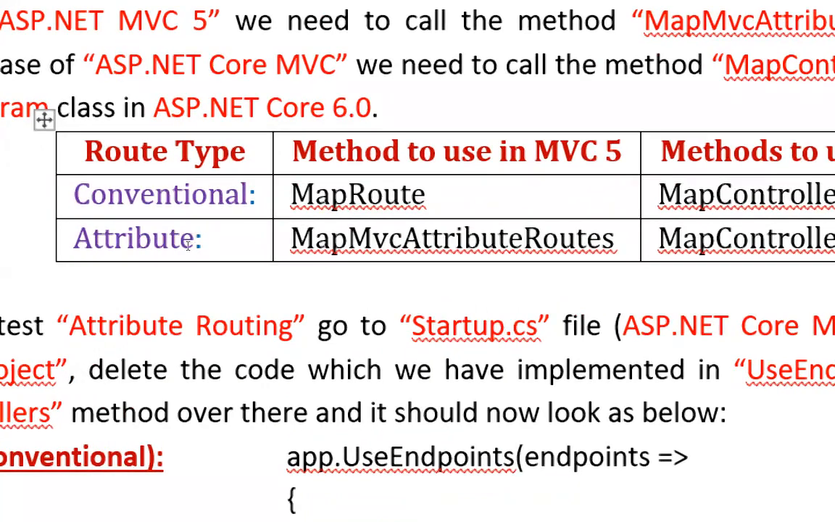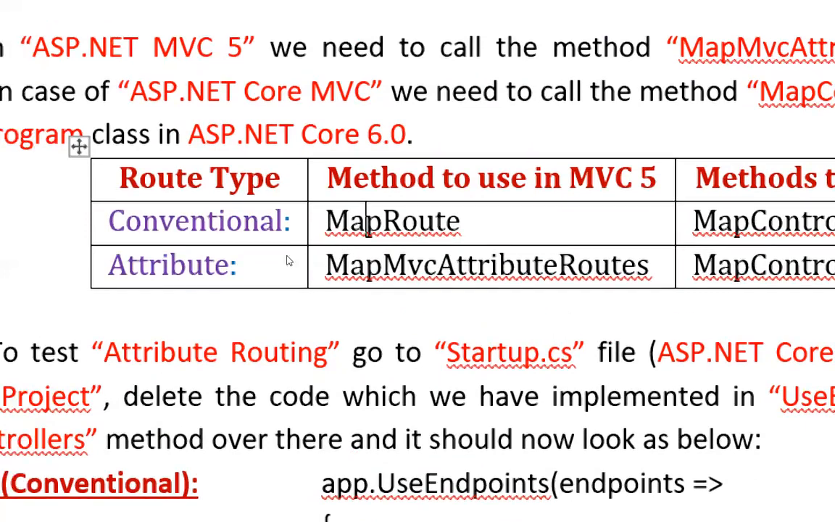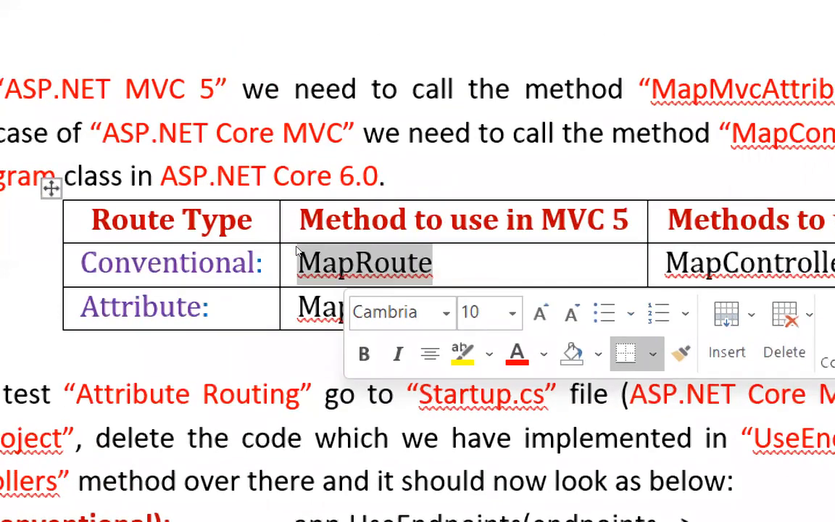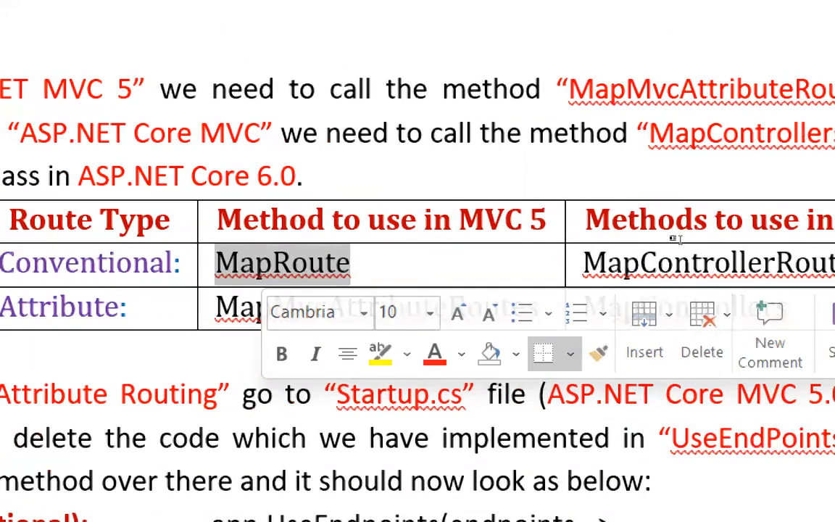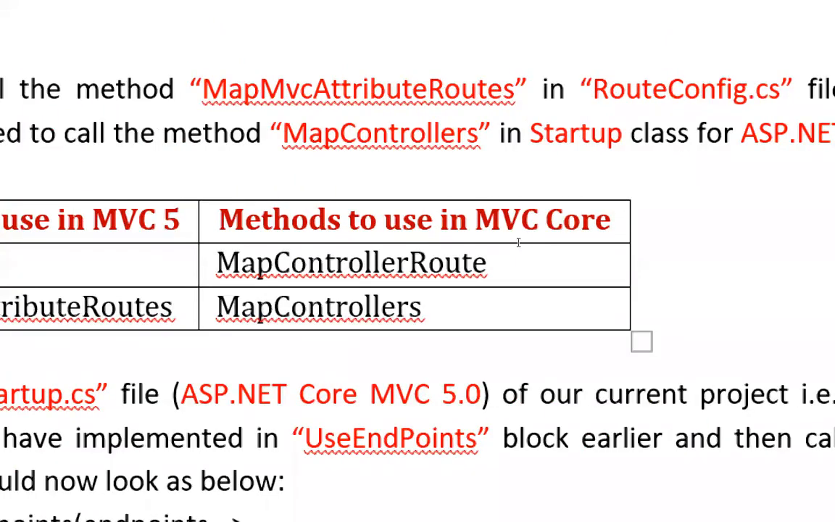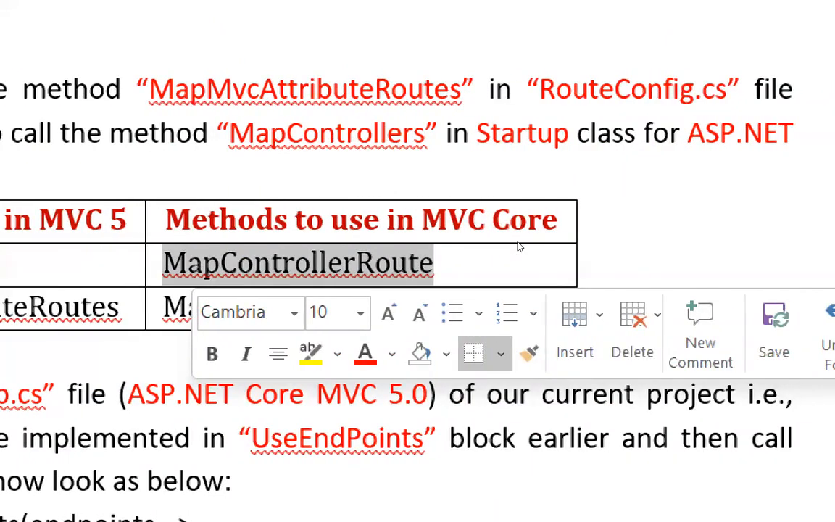Route type, conventional. What is the method to use in MVC 5? Map route. We already did that. The method in MVC Core is map controller route.